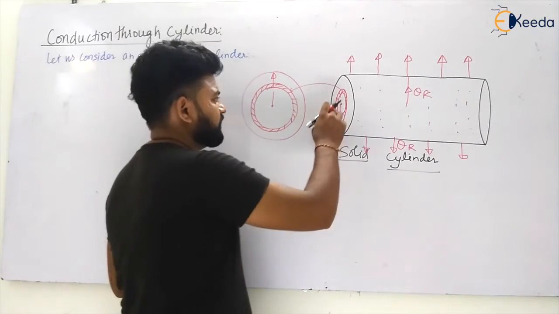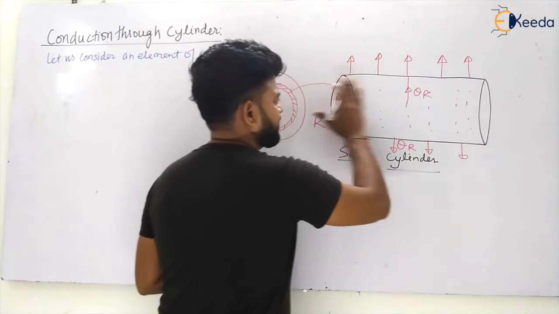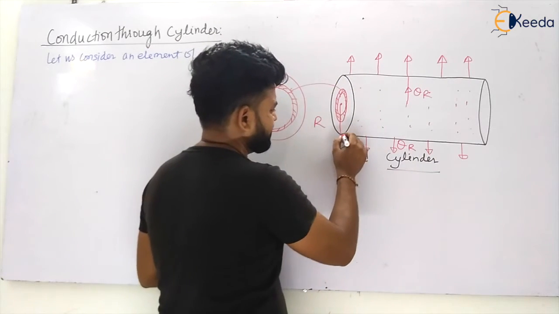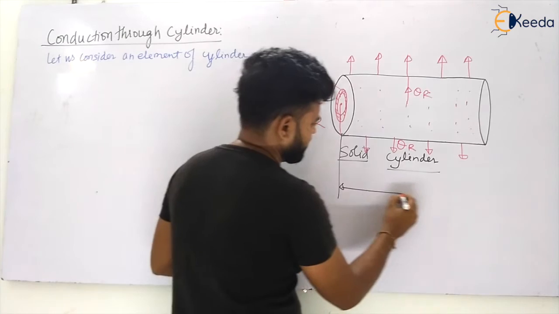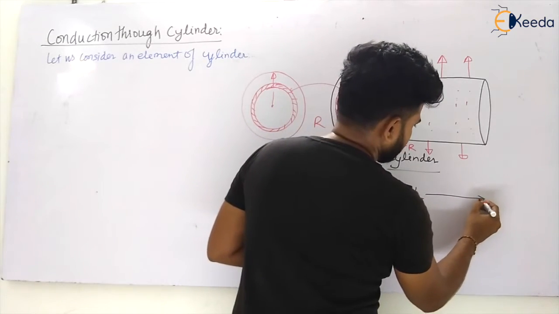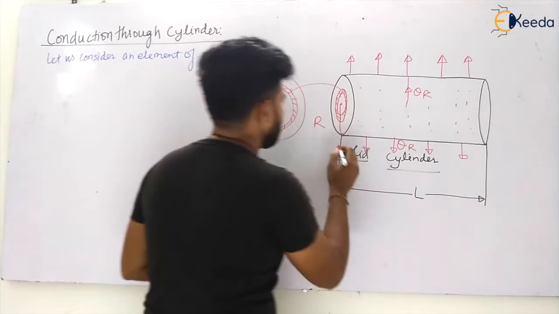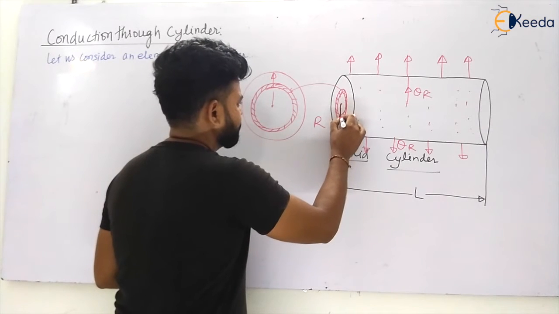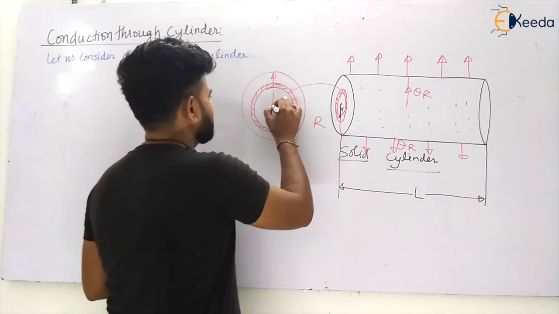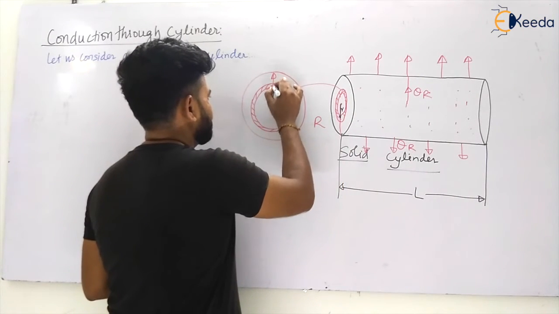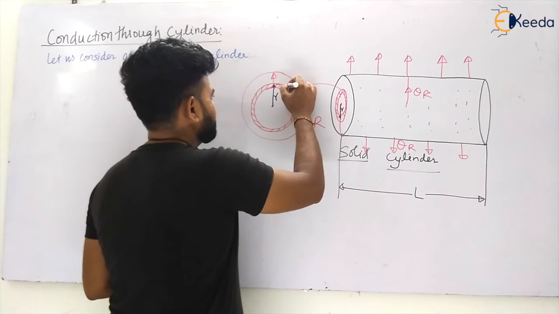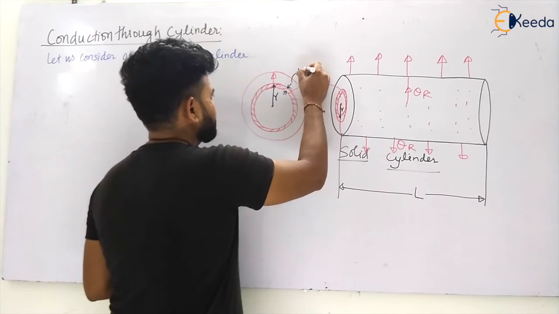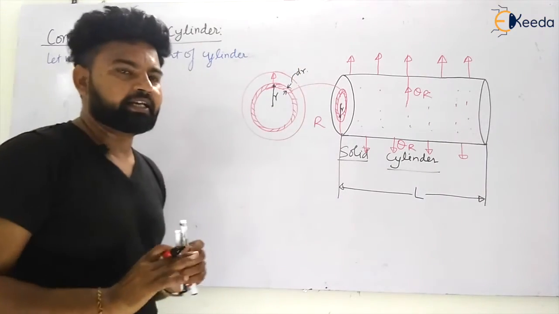What I am doing is I am considering the element from this cylinder. This will be having some length L, and this is at radius R from the center. Let us take this is radius R, and the thickness of this element is dr.